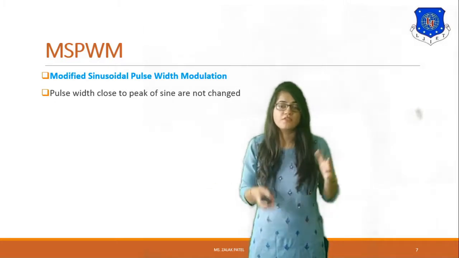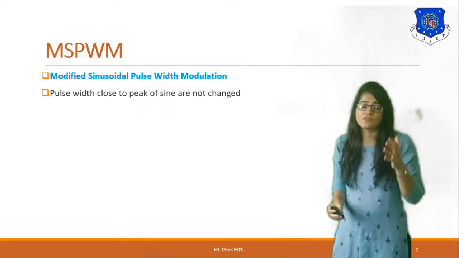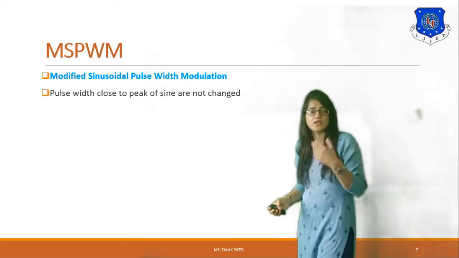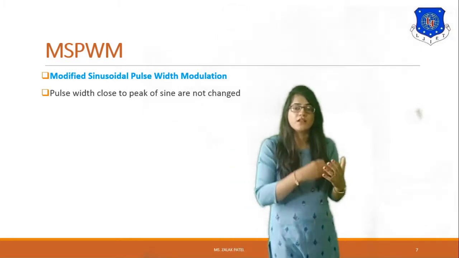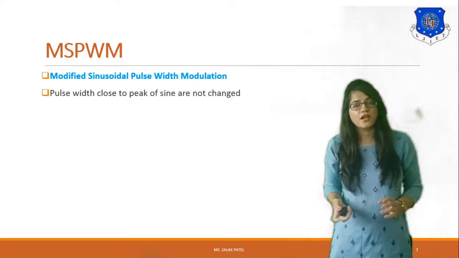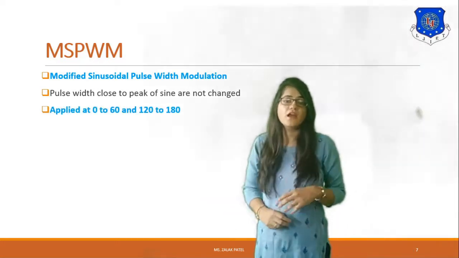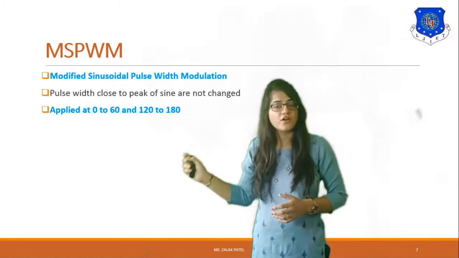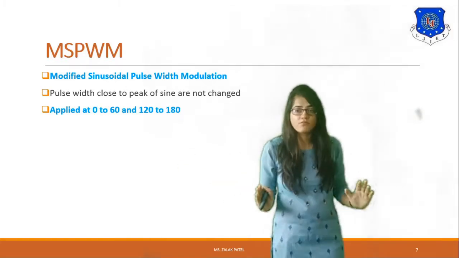We can take some angle, either the 40-degree case, the 60-degree case or the 120-degree case. There is some angle at which the pulses get changed, but at the middle point it will not get changed. In this case, the change is applied at 0 to 60 degrees and 120 to 180 degrees, and in the middle portion there will not be any change.